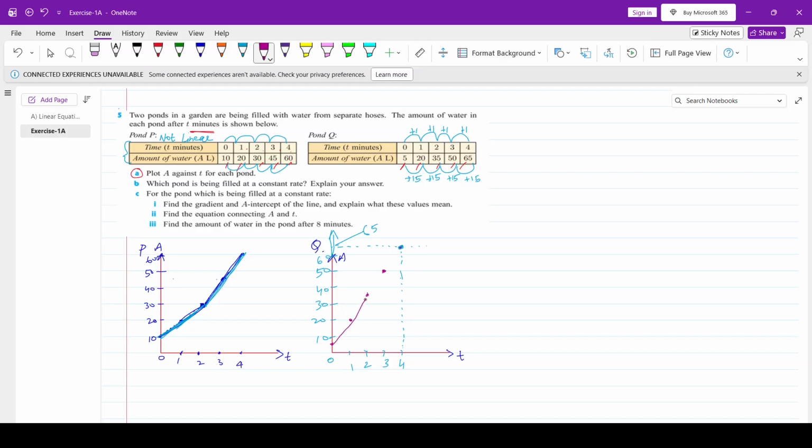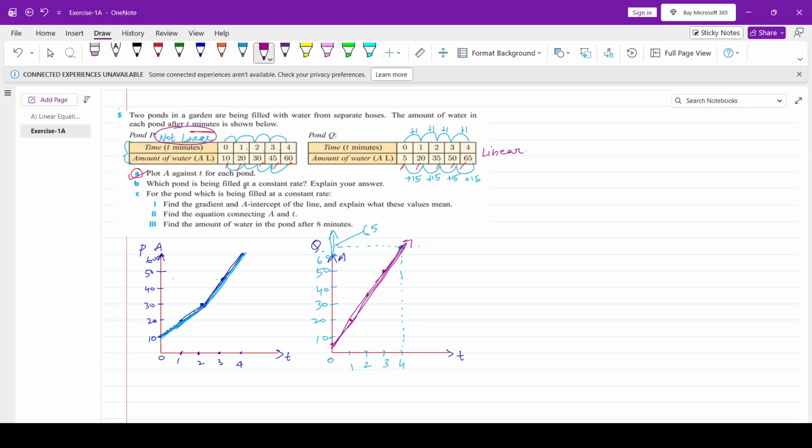So we see a straight line over here. We don't see any bend in between. So this is linear. However, the other was not linear. Now we have done question number 5 part A. Moving on to part B.